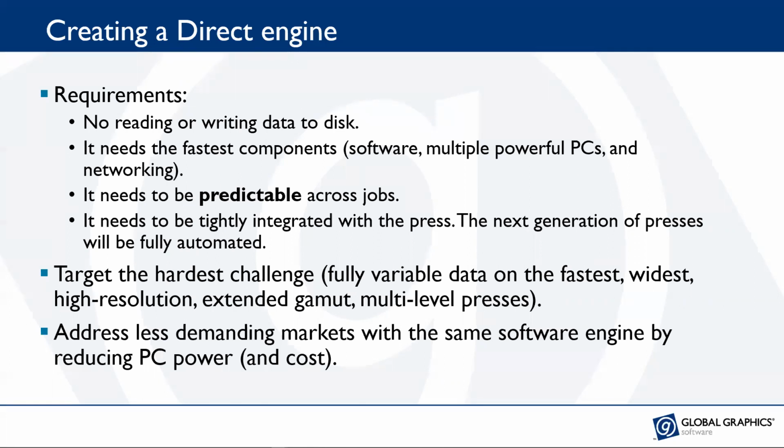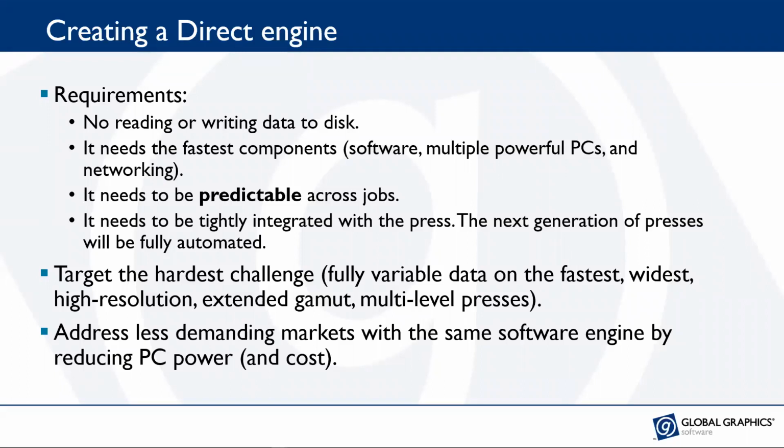So we know the requirements, but what speed should we aim for? Well, rather than aim to just be the fastest available, which might be enough for today or tomorrow, you have to target the most demanding challenge, ultra-high data rates, to support fully variable data on the fastest, widest, high-resolution presses with extended gamut and multi-level screening. You can then scale back the specification and cost of PCs to handle less demanding scenarios. So lower DPI or not fully variable data, static or mixed static and variable data like barcodes and so on.